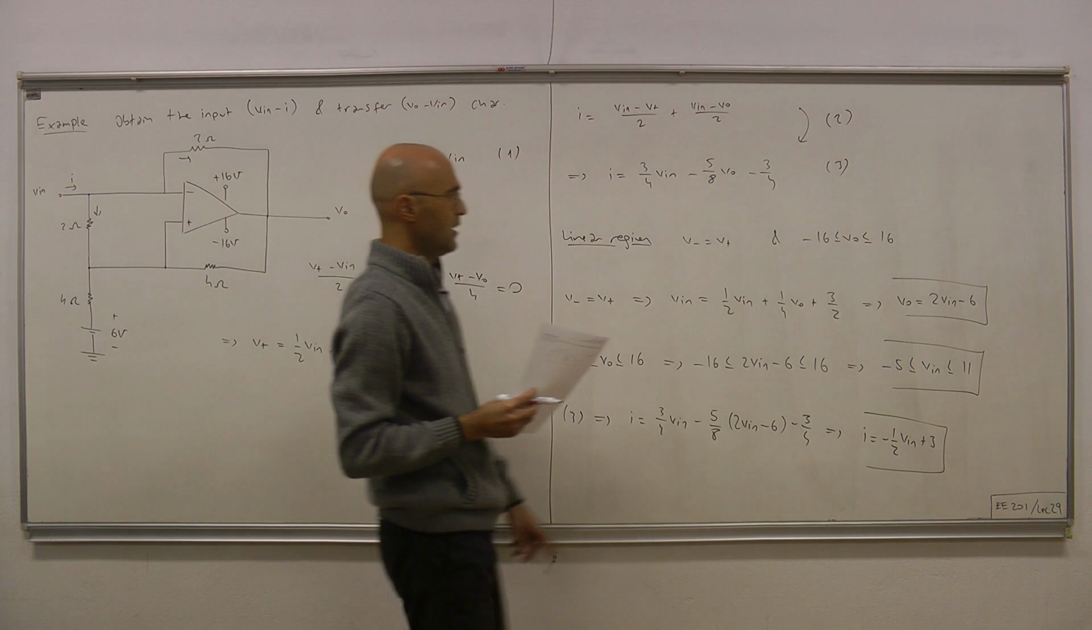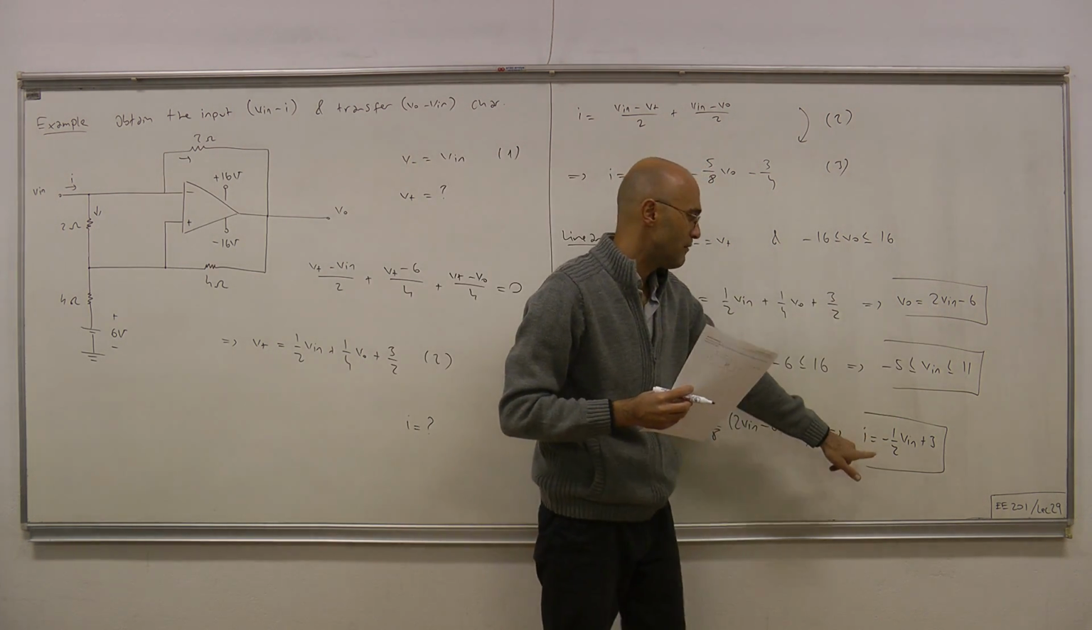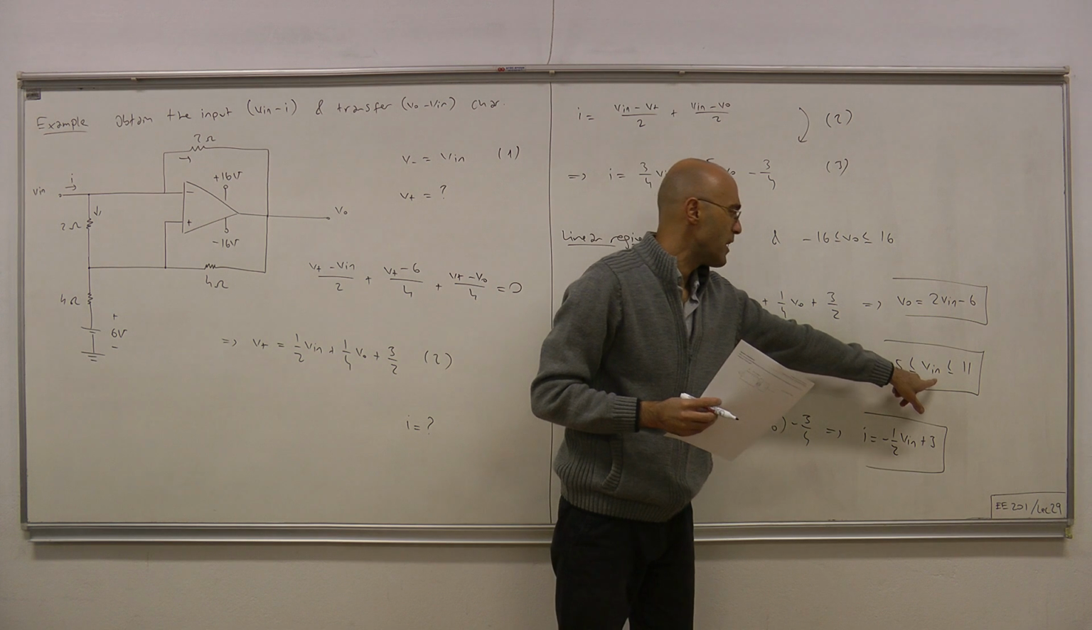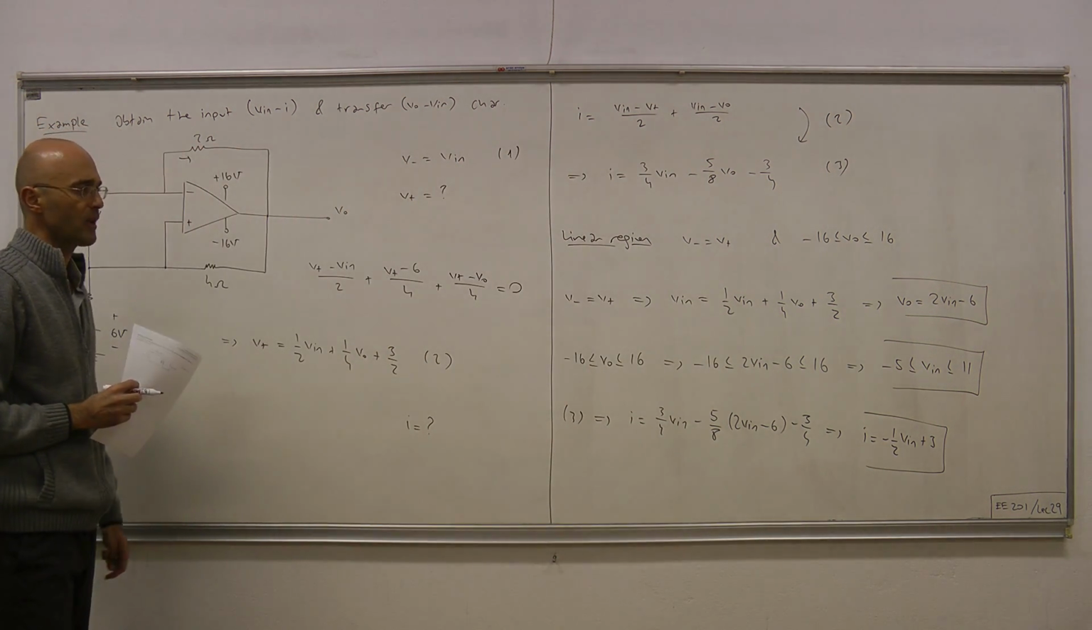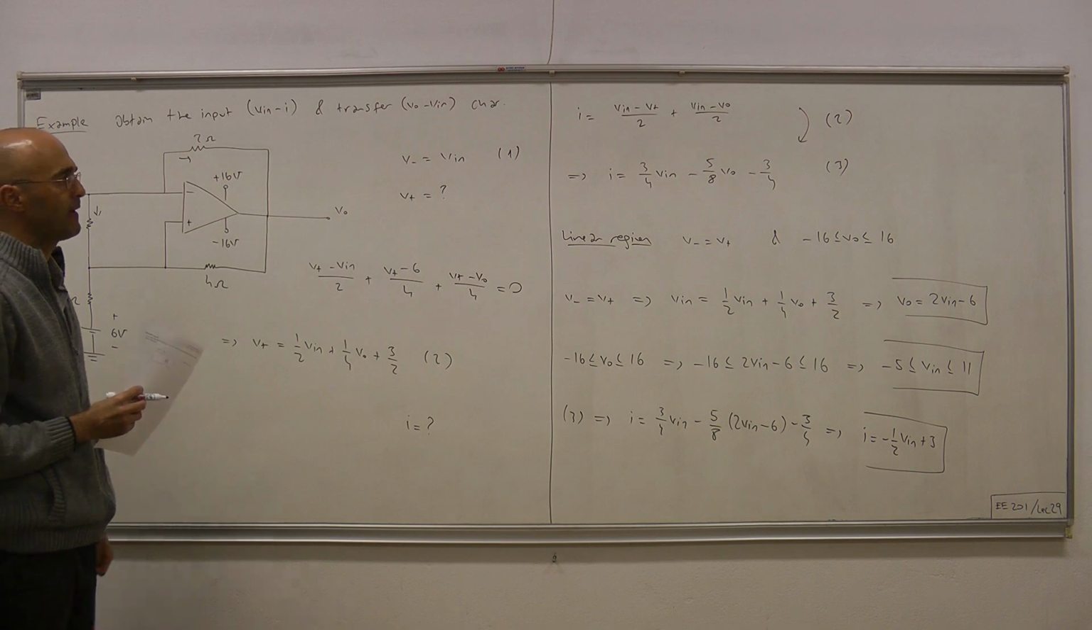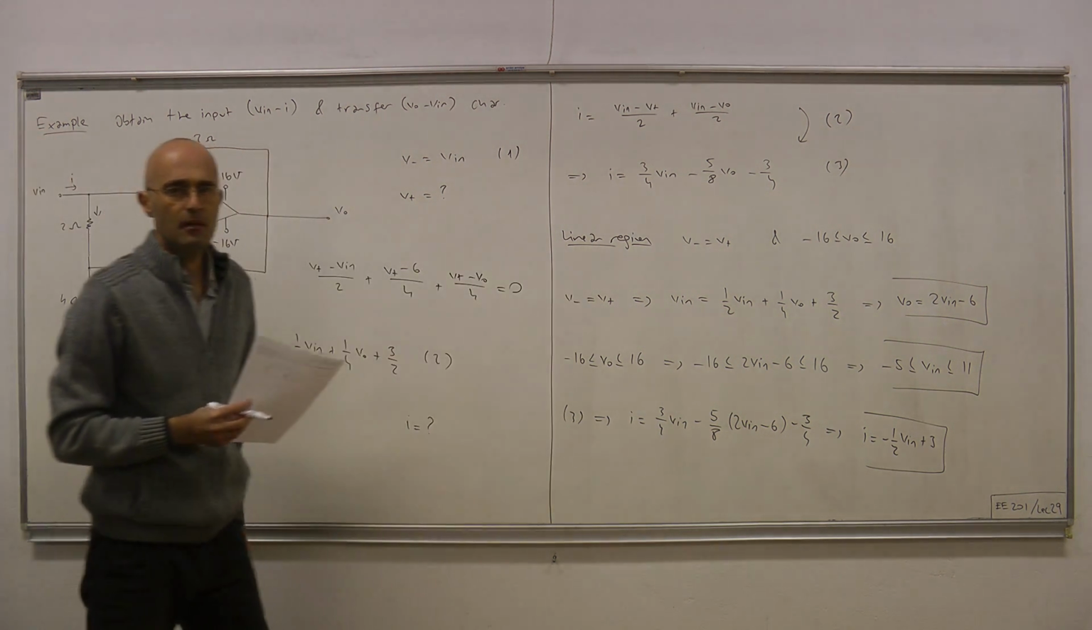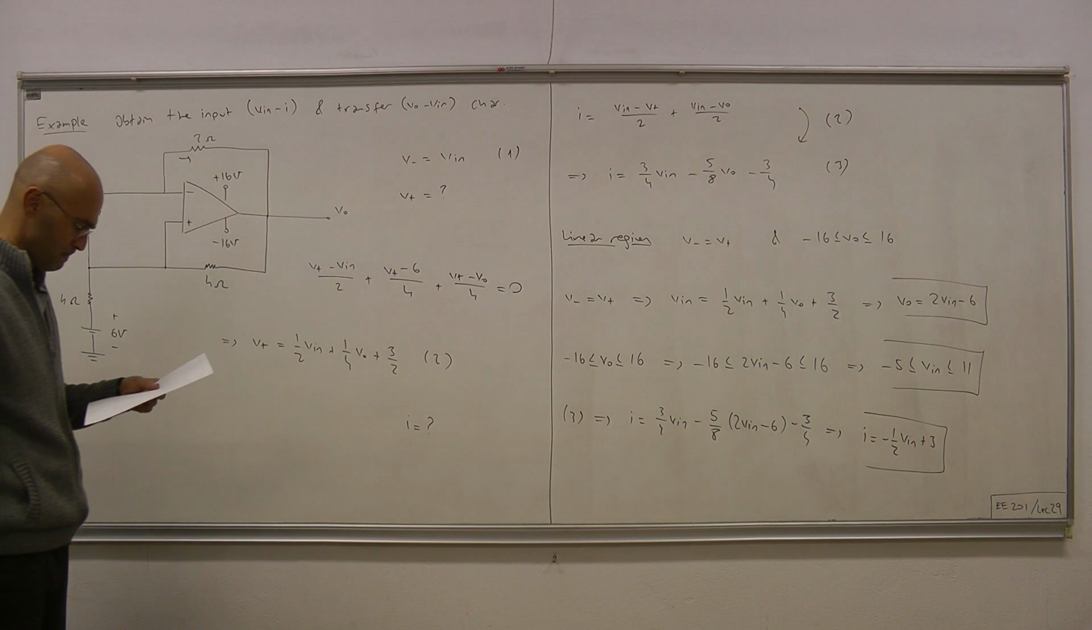We have the transfer characteristics, we have input characteristics, and also we have the condition under which those characteristics are valid. Okay. Now we can move on to the positive and negative saturation regions.